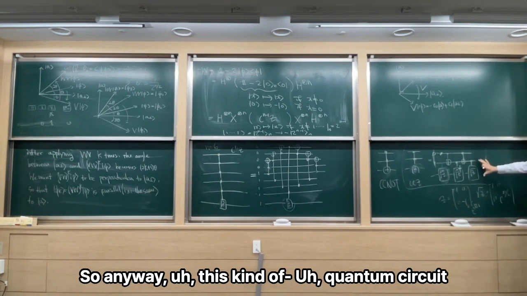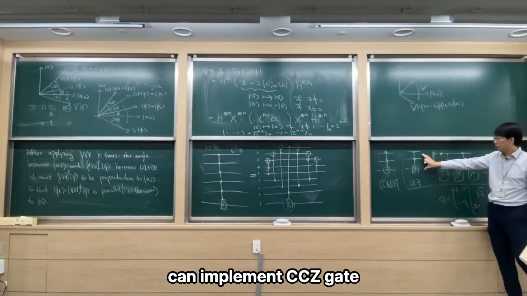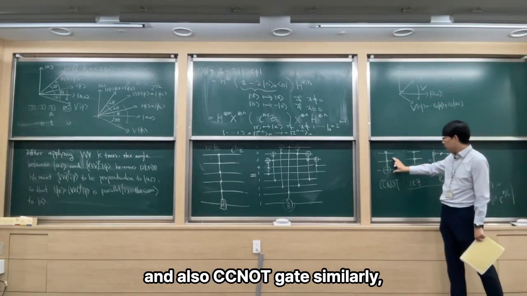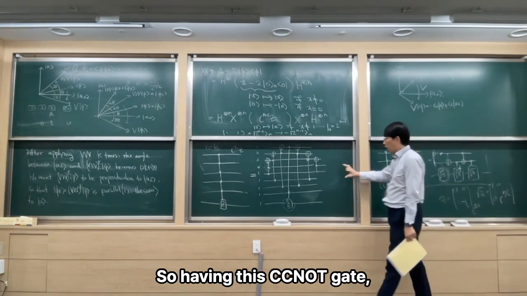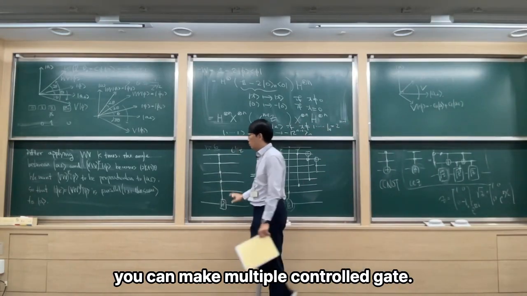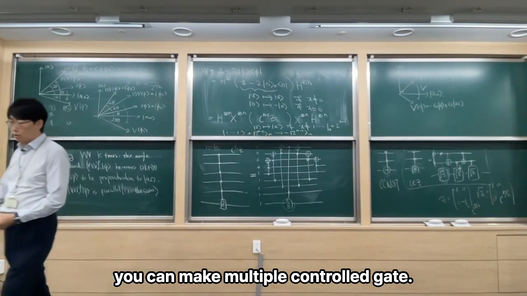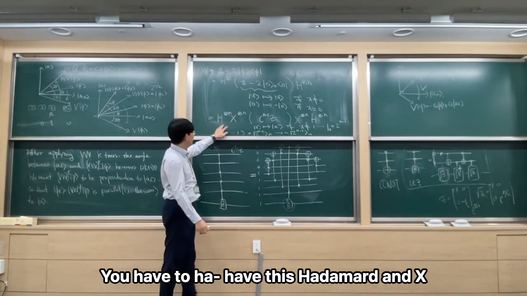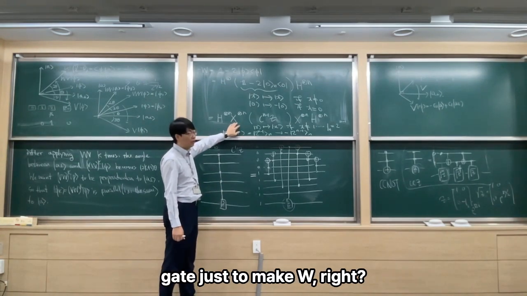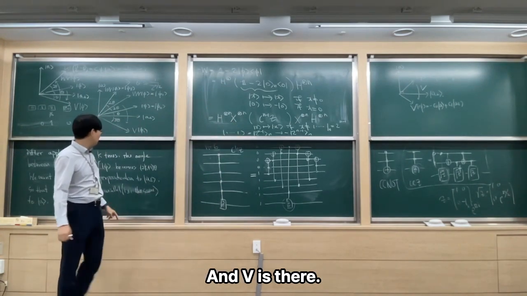So anyway, this kind of quantum circuit can implement the CCZ gate, and also the CC0 gate is constructed similarly, though not the same way. So having this CC0 gate, you can make a multiple controlled gate. So overall, you see, this is not the only thing you need. You have to have this Hadamard and X gate just to make W, right? And V is there.